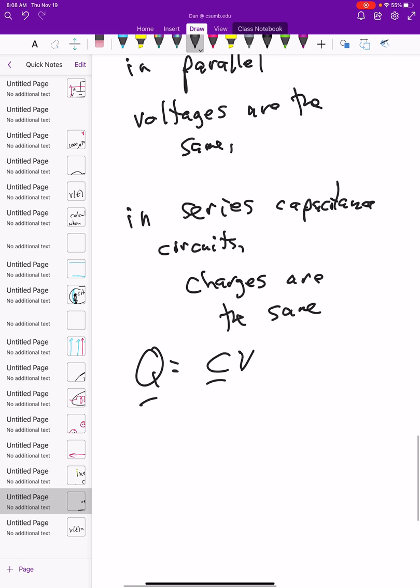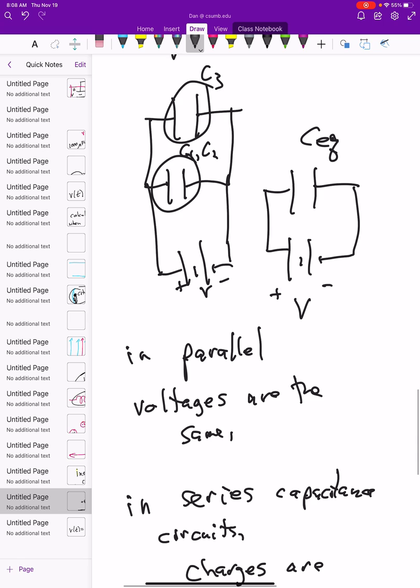So we didn't do so many cases where you'd combine series and parallel capacitance, but you can. Same rules apply.